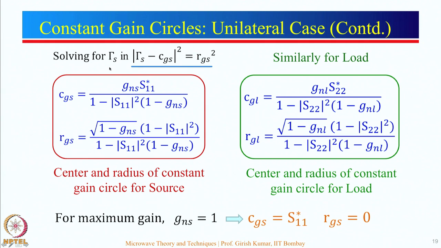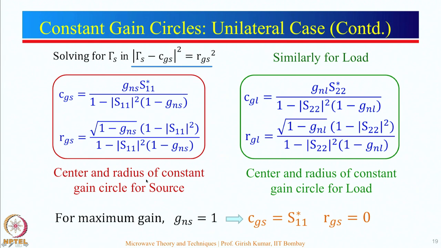Solving for gamma S in the form of gamma S minus CGS squared is equal to RGS squared. By solving the previous equation, we get the CGS and RGS expressions. Similarly, for the load, we get expressions for CGL and RGL. So, these are the expressions for the center and radius of the constant gain circle for the source. These are the expressions for the center and radius of the constant gain circle for the load.